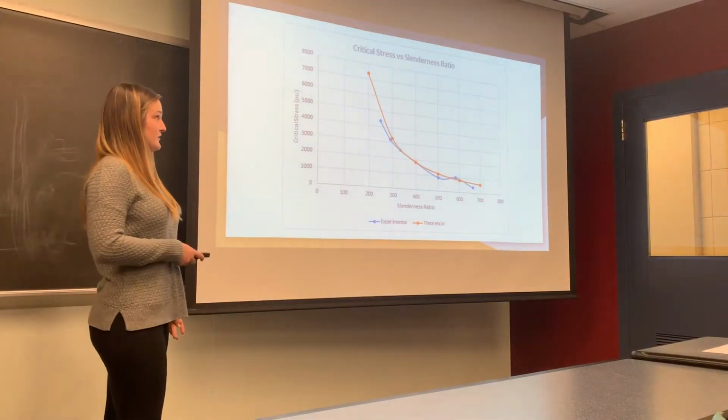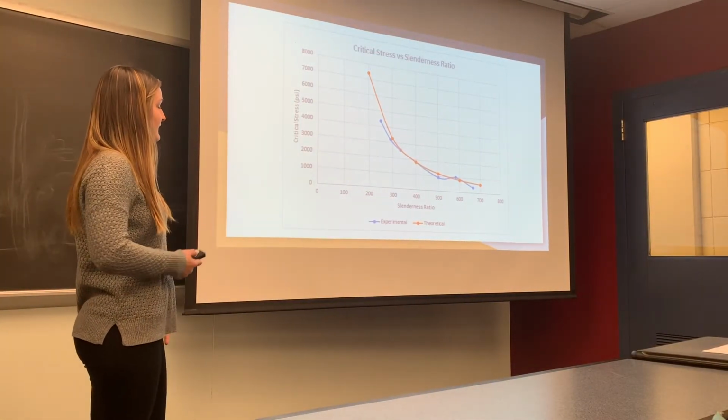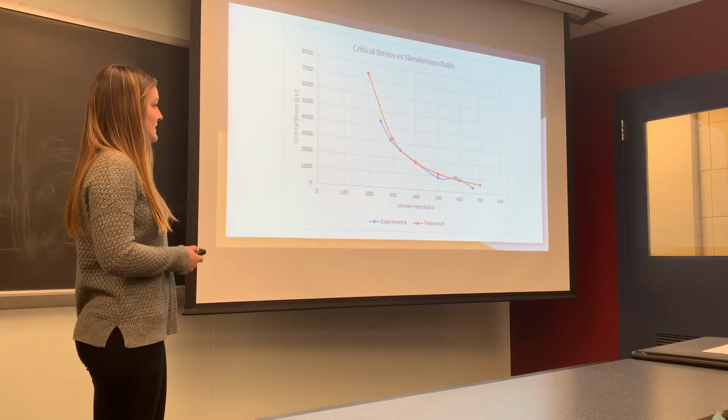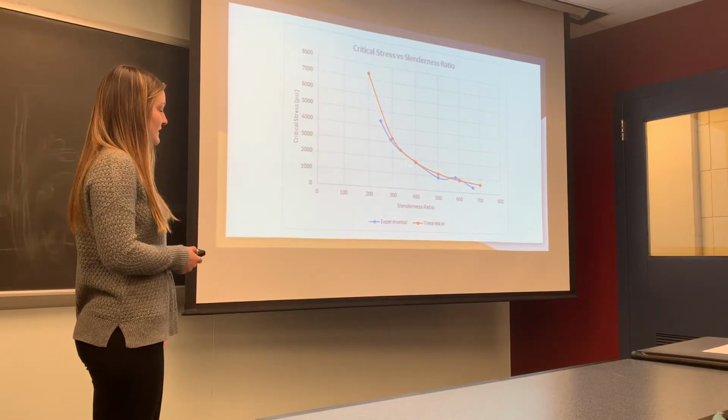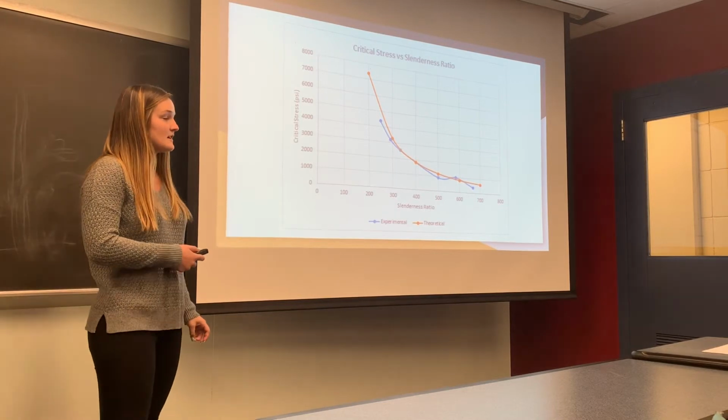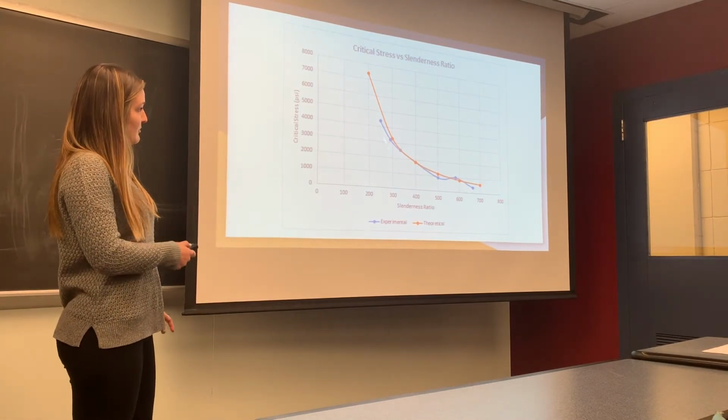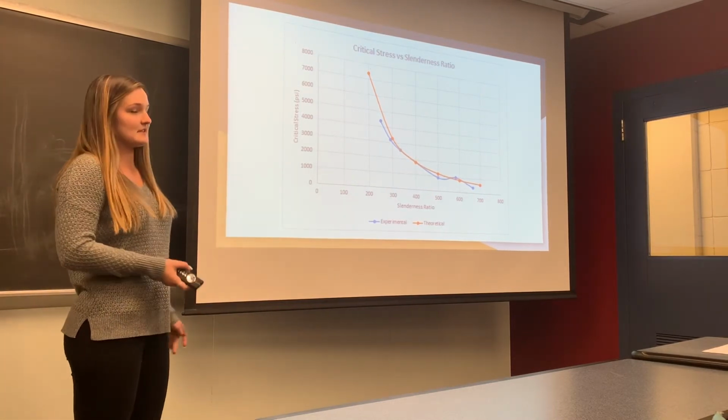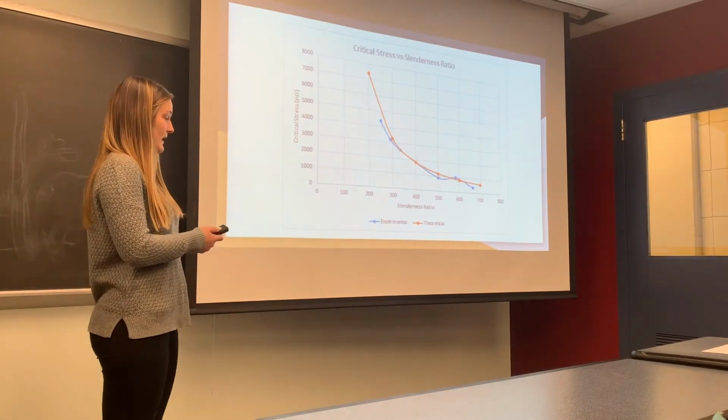This is the critical stress versus slenderness ratio graph. The orange line represents the theoretical calculations, and the blue line represents the experimental calculations. The 6 points on the graph represent the 6 different columns we tested in this lab.